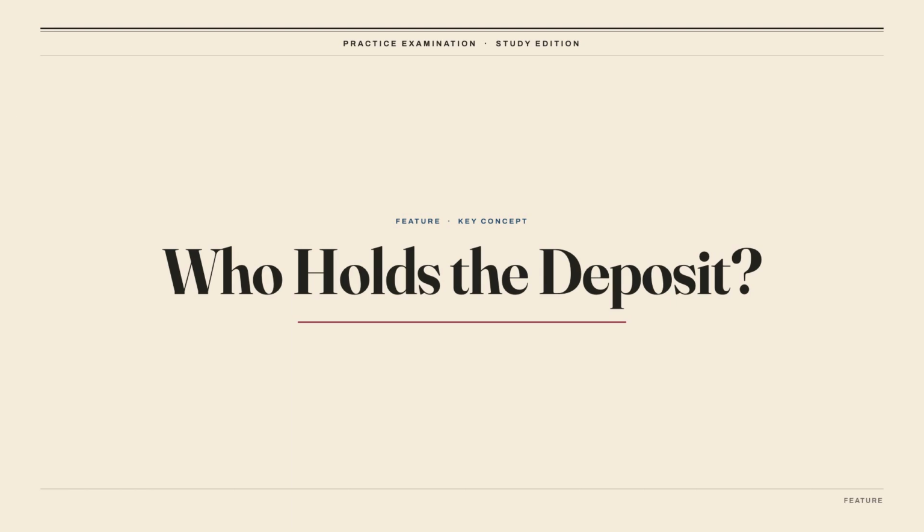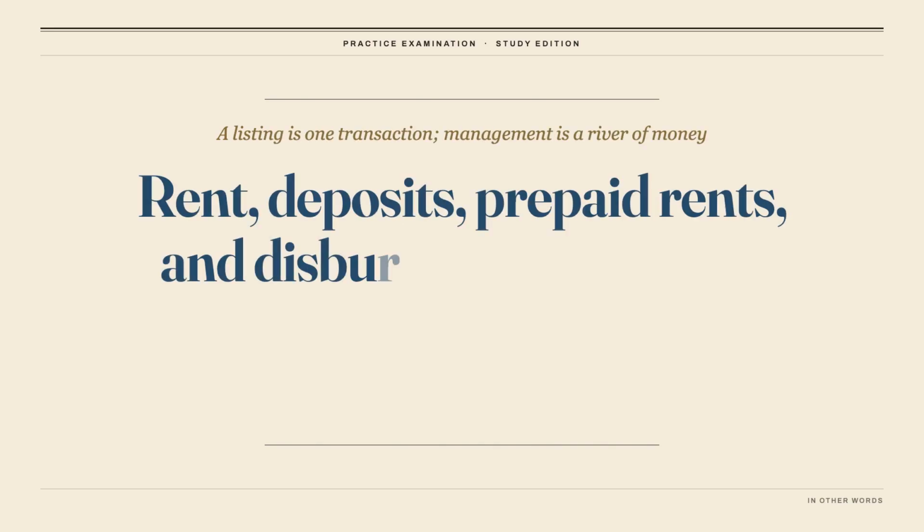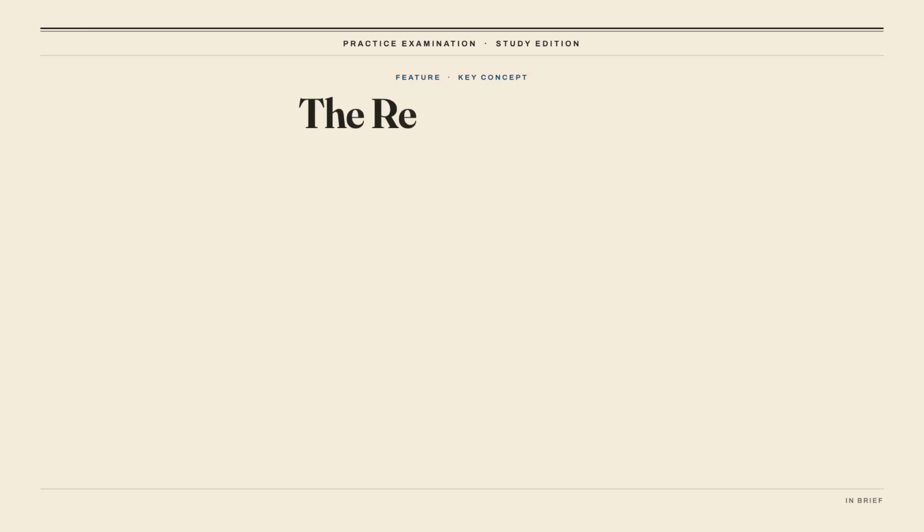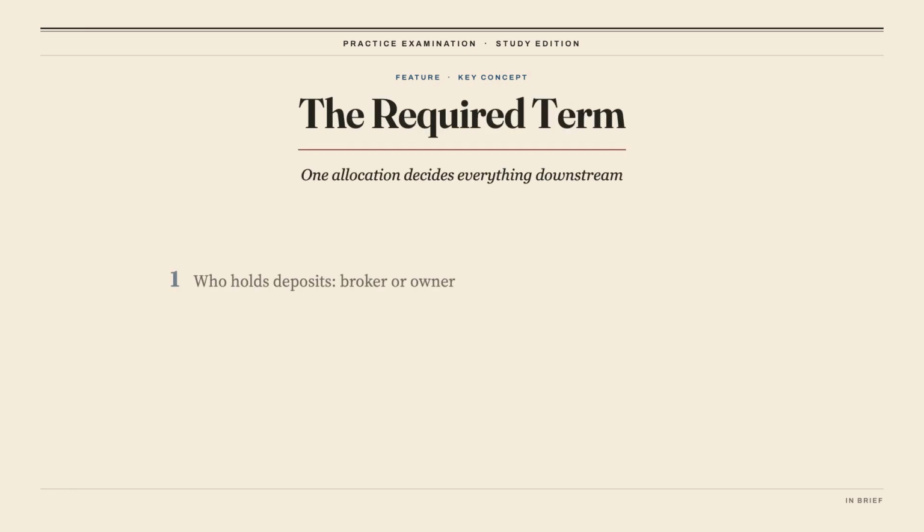Missouri's commission rule dictates specific required contents because management puts a broker in continuous control of other people's money month after month, year after year. A listing lasts a few months and ends in one closing. A management agreement instead produces monthly rent collections, security deposits, prepaid rents, and owner distributions flowing continuously through accounts the owner cannot directly observe. Among the agreement's required contents is one specific answer.